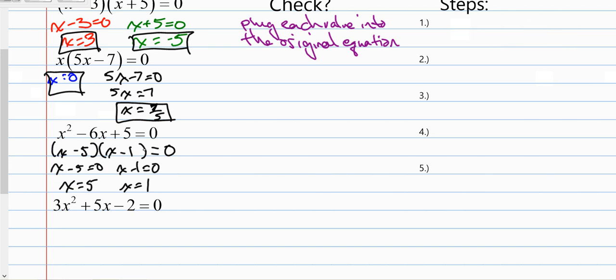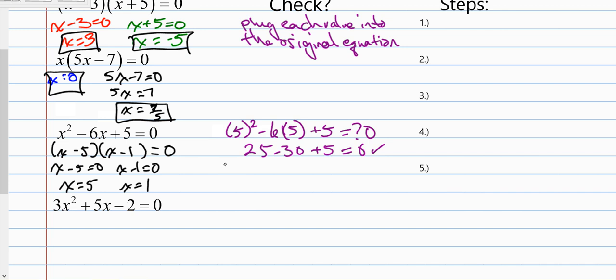Now, since I had to factor this, I am very, very interested in checking it. So what I will do is I will put the 5 where the x was and check to see if I get 0. So I get a 25 minus 30 plus 5. That equals 0. 25 minus 30 is a negative 5, plus 5 equals 0.